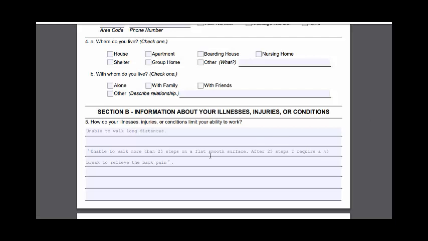I'm not sure if you're going to be able to see this because it's really fine print underneath, but I'll read to you a suggested modification. If one was to put: unable to walk more than 25 steps on a flat, smooth surface. After 25 steps, I require a 45-minute break to relieve my back pain. So you've given very specific information: you can go this far and you have to take a break. And that allows Social Security to understand what your limitations are. So I'll go on to the next example here.